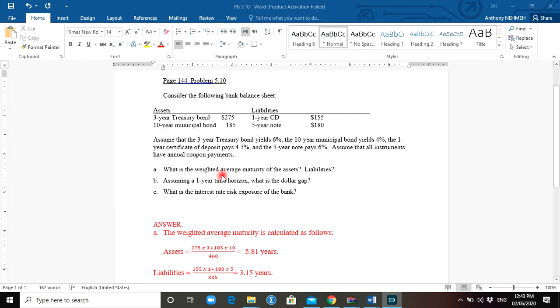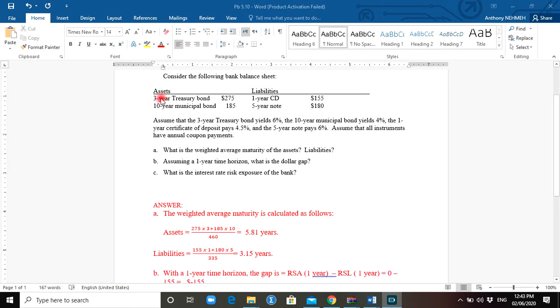When we hear about the weighted average, it means we are going to make a summation divided by the total. Let's start with the first item, 3-year treasury bond 275. So it will be 275 times 3 plus 10-year municipal bond 185 times 10, over total assets 275 plus 185, which is 460. Let us detail this number. 275 plus 185, we will get an average of 5.81 years.